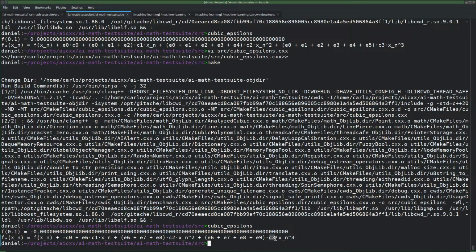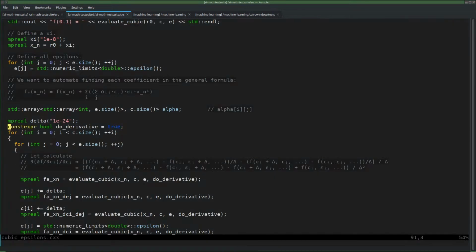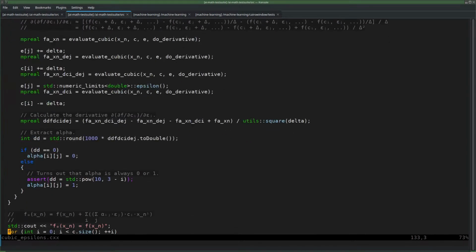The C3 in the derivative is multiplied with xn to the power 2. Which means that if I take the partial derivative relative to C3, we get 100th, 10th times to the power 2. It's 100th. So they should have asserted. Of course, I do have an assert for that. Time to print this again.